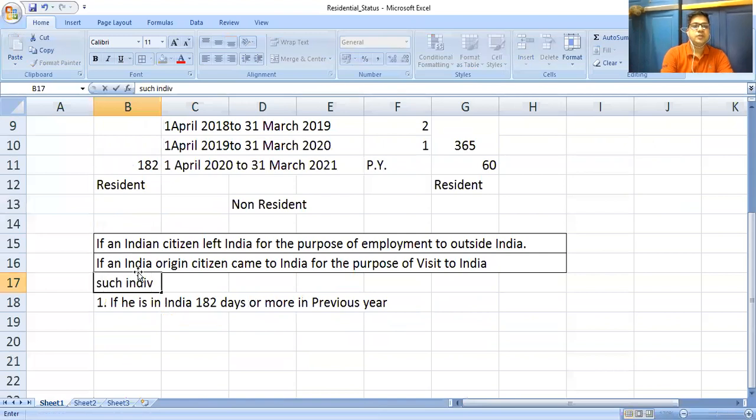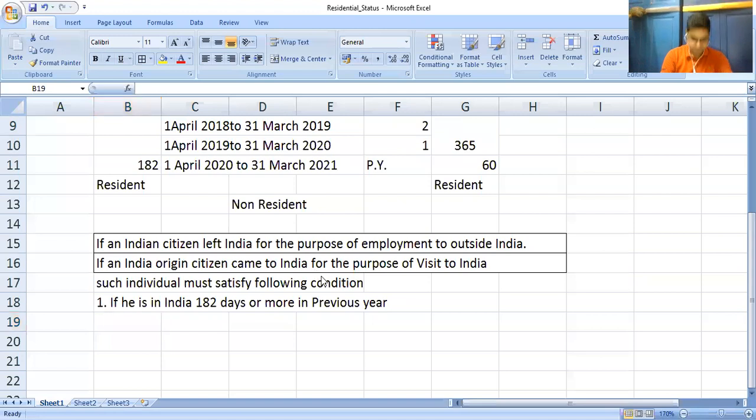Such an individual must satisfy the following condition. See friends, here what I say: if an individual who is a citizen left India for the purpose of employment, or if an Indian origin citizen came to India for the purpose of a visit to India, under such circumstances such an individual must satisfy this particular condition. The condition is if he is in India 182 days or more in the previous year, he must satisfy only one condition. There is no first, second condition.